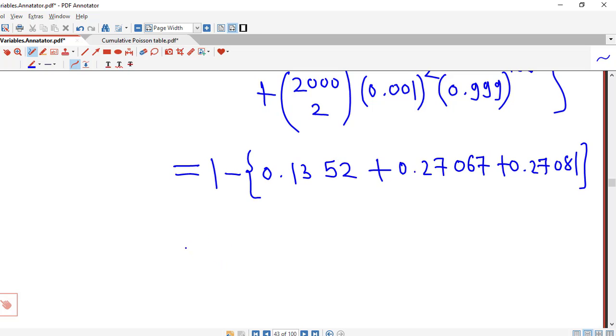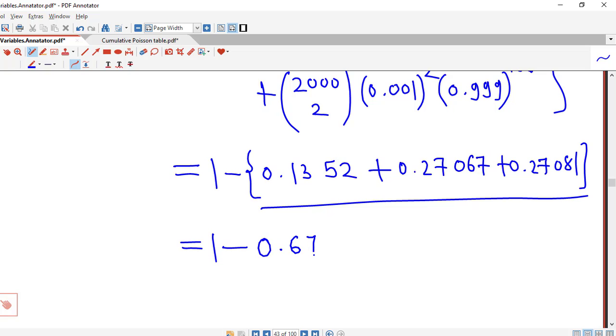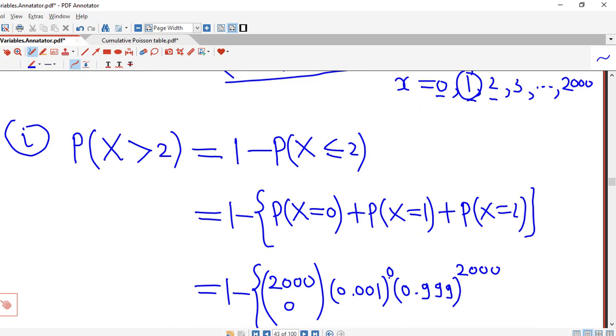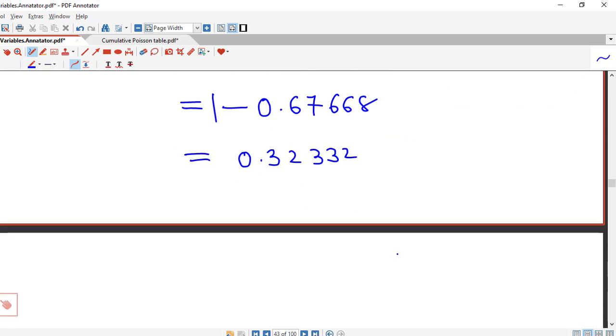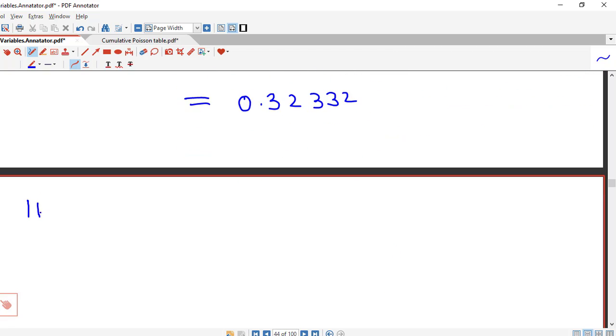So this is nothing but 1 minus the sum of these three values, which turns out to be 1 minus 0.67668, that is 0.32332. So this is the probability that more than two individuals will suffer a bad reaction. Now in the second part we are asked to find the probability that capital X equal to 3, that is 3 individuals will suffer a bad reaction.